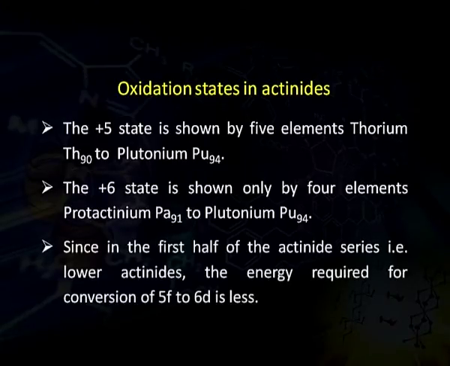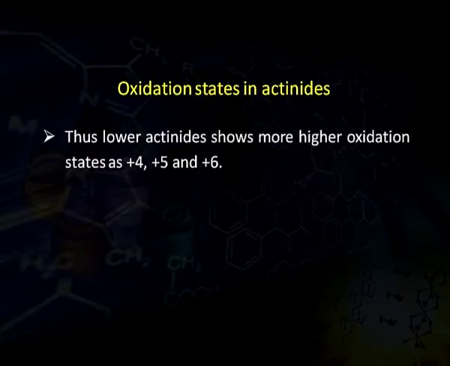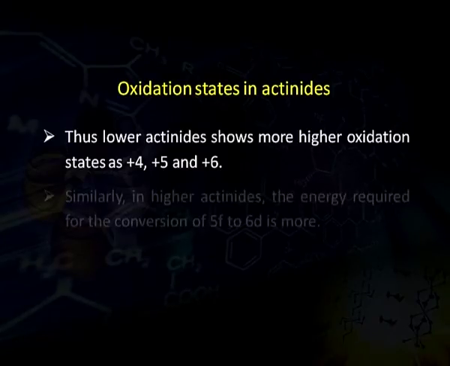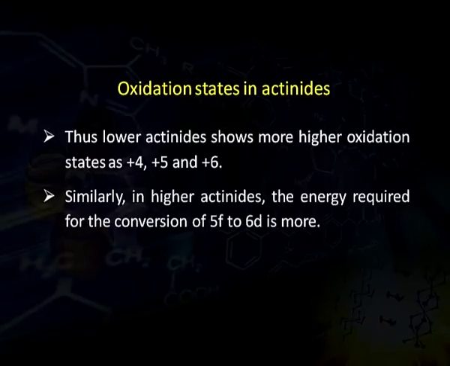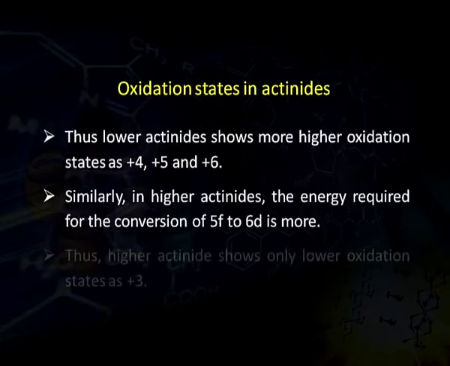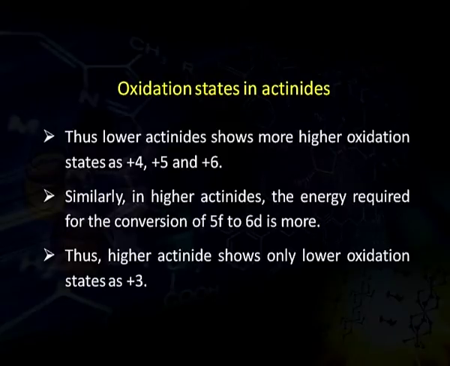Since in the first half of the actinide series, that is the lower actinides, the energy required for conversion of 5f to 6d is less, the lower actinides show higher oxidation states such as +4, +5 and +6. Similarly, in higher actinides, the energy required for the conversion of 5f to 6d is more. Thus, higher actinides show only the lower oxidation state of +3.